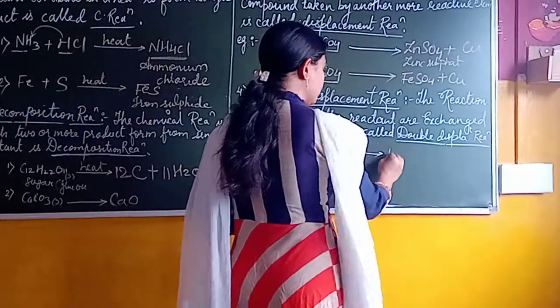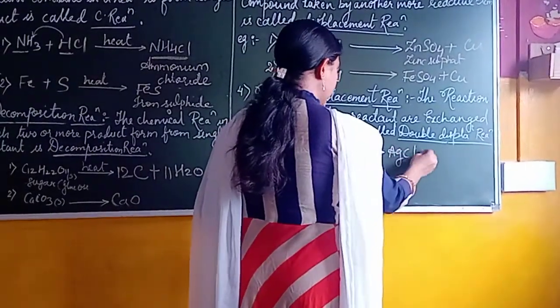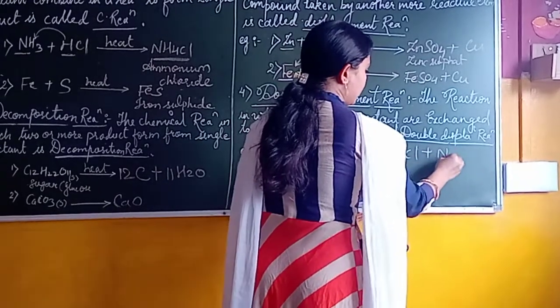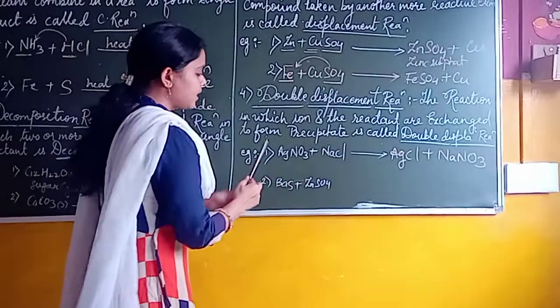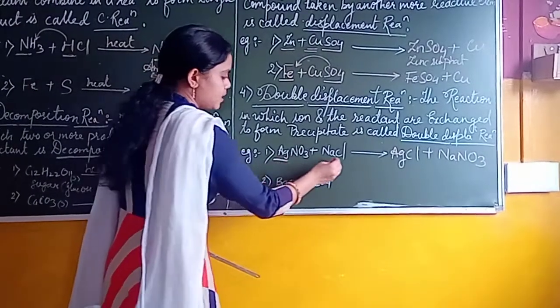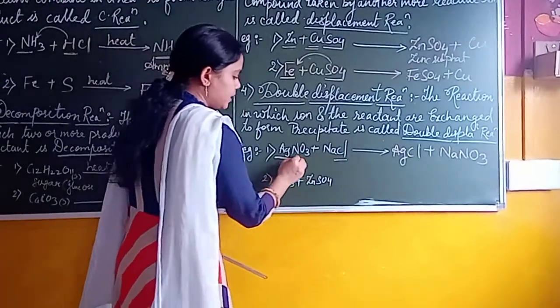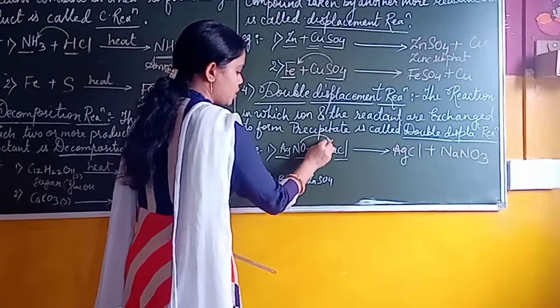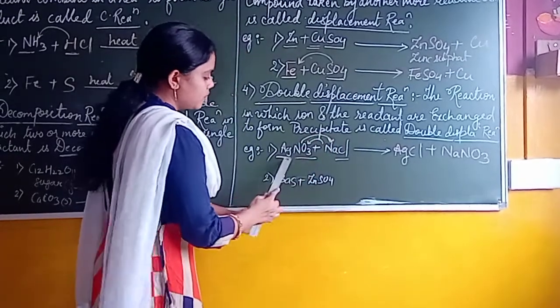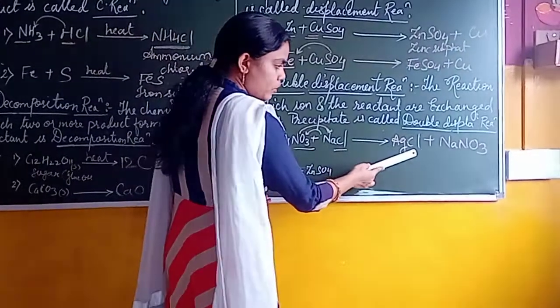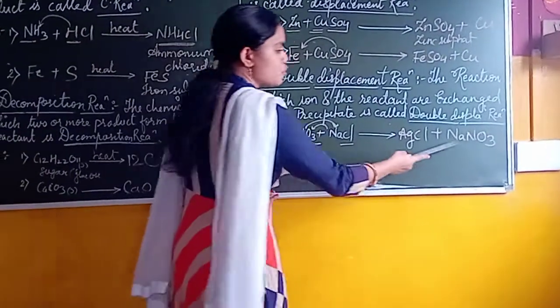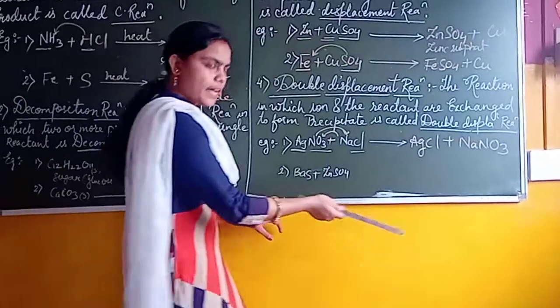AgCl plus NaNO3. What happens exactly is that Ag is displaced by Cl, and Na is exchanged by NO3. So Ag and Cl react and we get silver chloride, and NaNO3, sodium nitrate, as the end product.